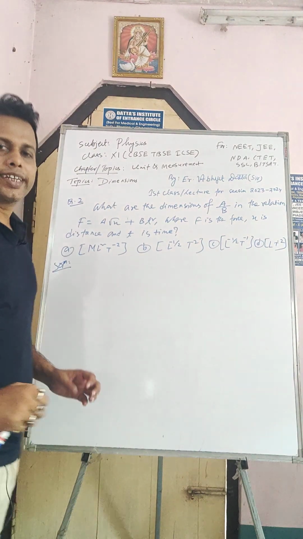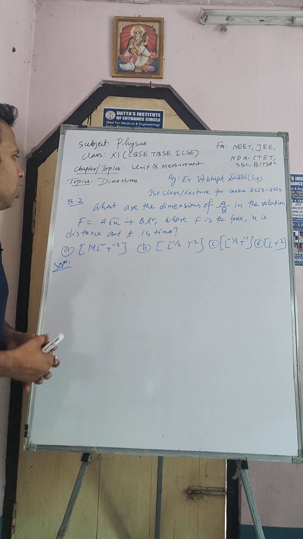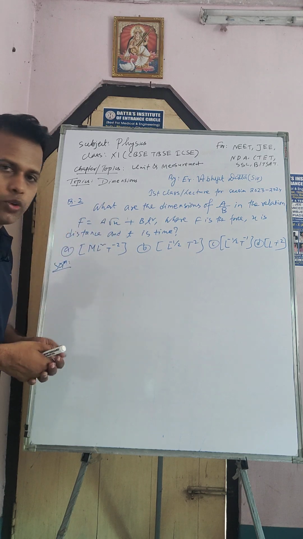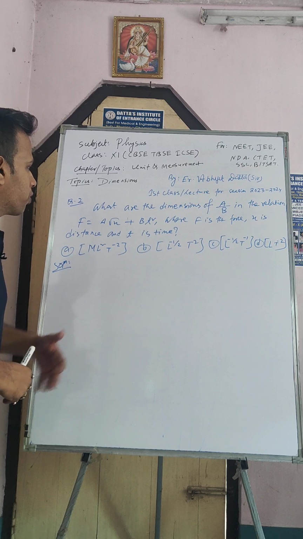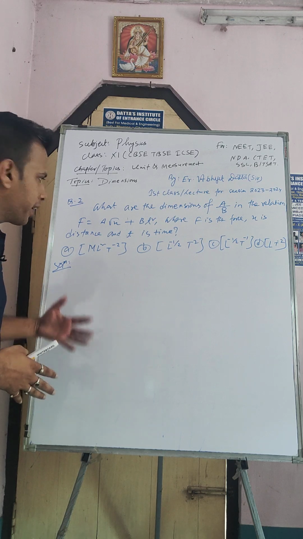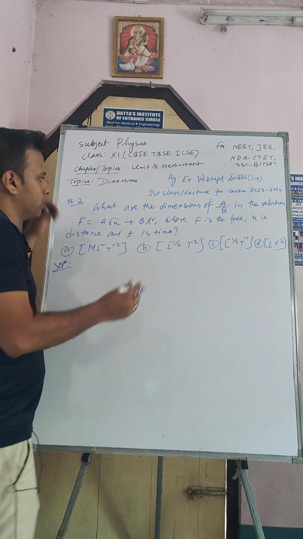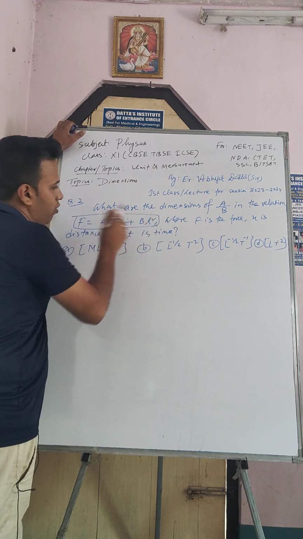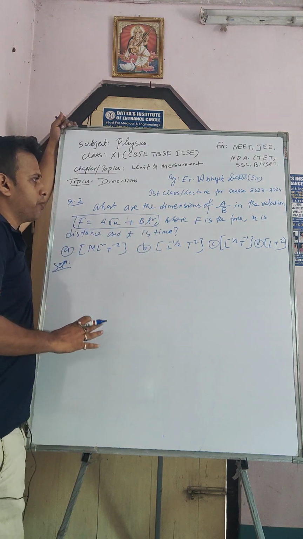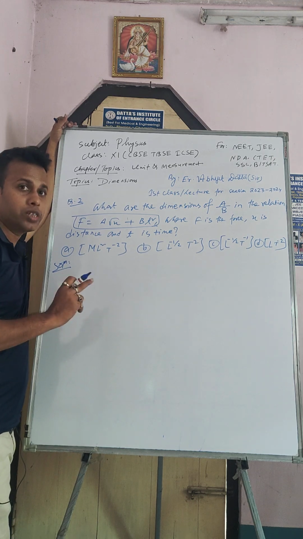So students, our next question is question number 2 of the first class for the session 2023-24. What are the dimensions of A by B in the relation F equals A root x plus Bt squared? Here F is force, x is distance and t is time. We have to find out the dimensions. This equation is given, and from that equation we have to find the dimension of A by B. For that, first we have to find out the dimensions of A and B.